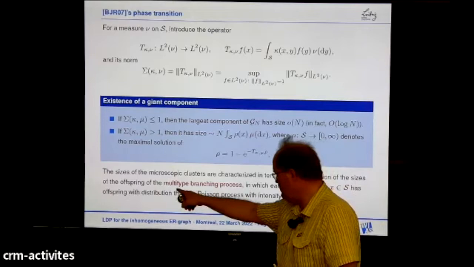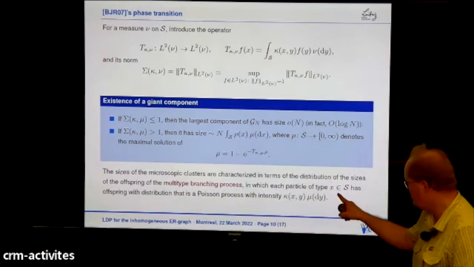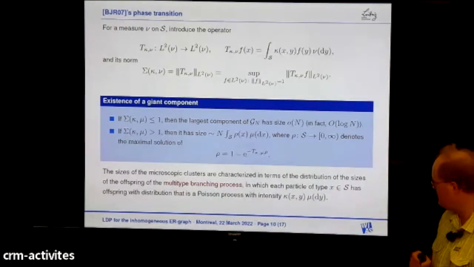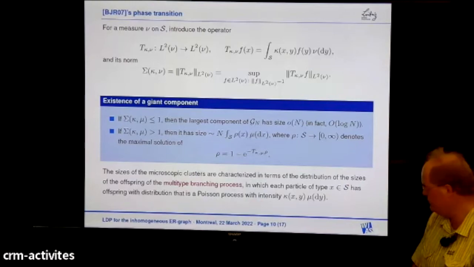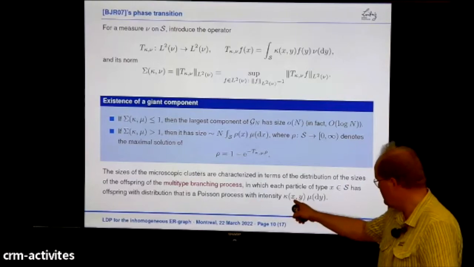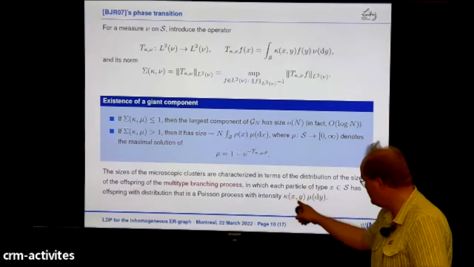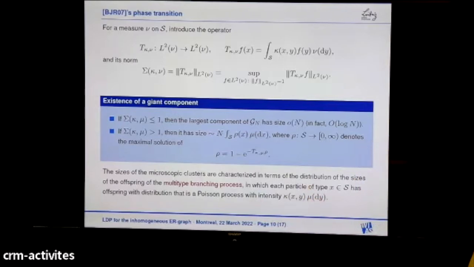So the multi-type branching process works as follows: each particle of type x in S has an offspring distribution, which is itself a Poisson point process with intensity kappa(x,y) mu(dy). So this is a measure in y. This is the multi-type branching process, which is behind the picture. This is the main tool of this work. And the rho of x is, oh, I forgot it.